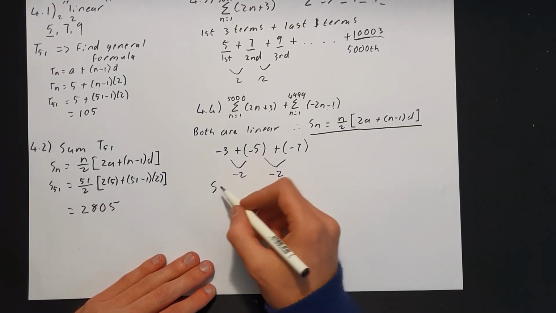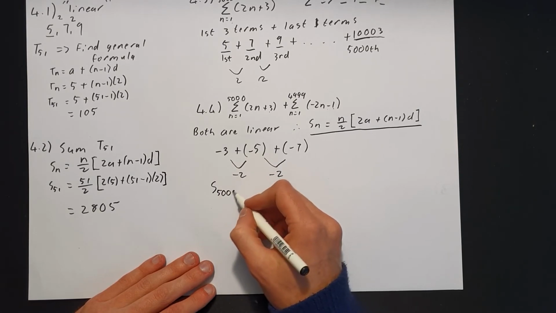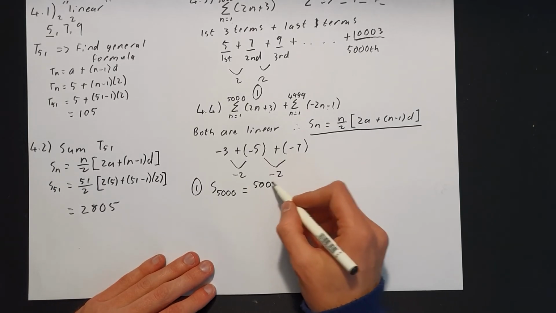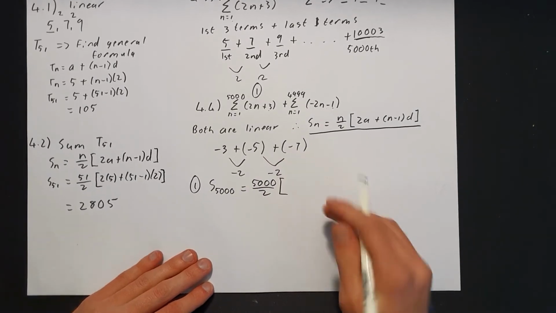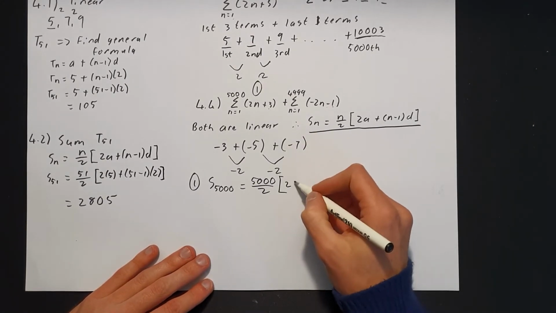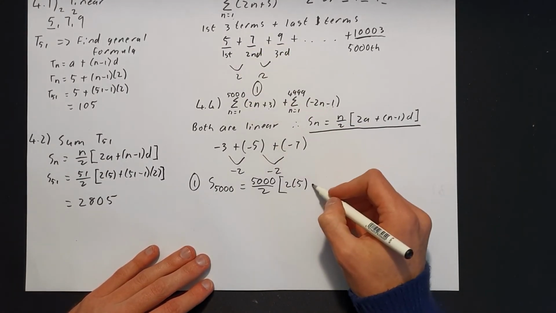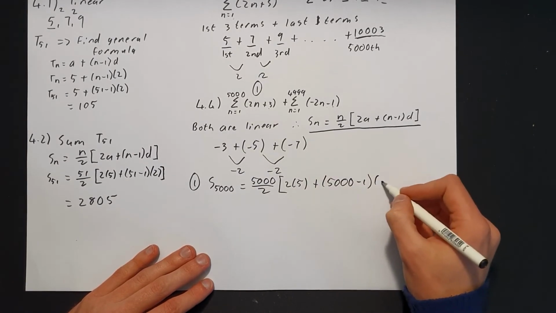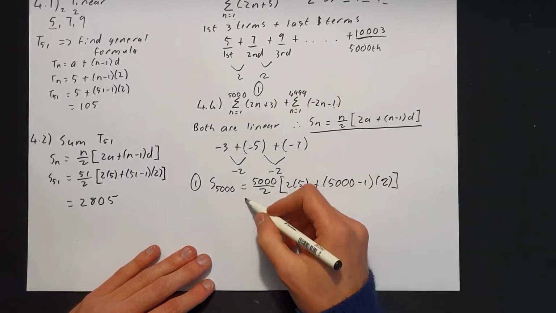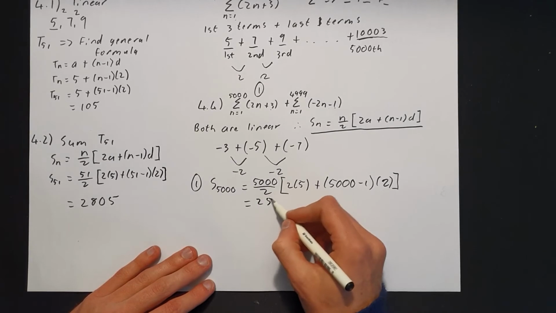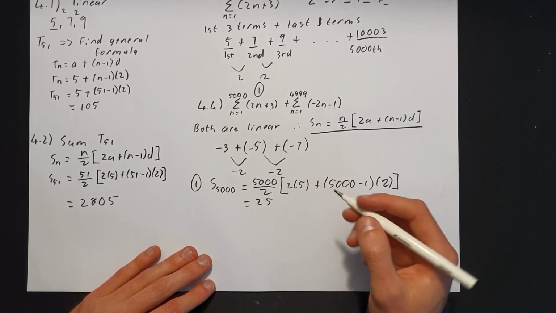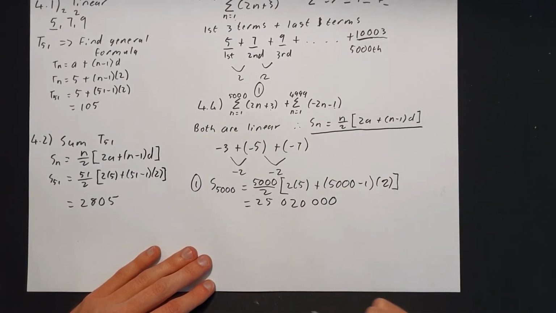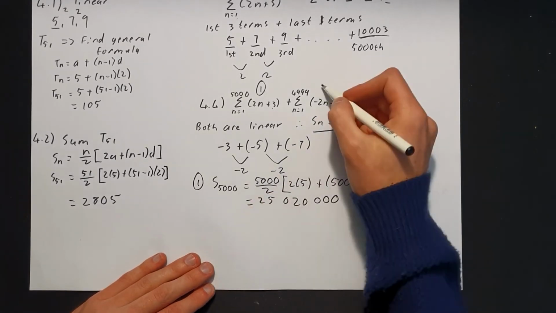So I'm going to find S for the first 5,000 terms of number 1. That's just going to be 5,000 divided by 2, open bracket, 2 times 5, because the first term was 5, plus (5,000 minus 1) times a common difference of 2. That's going to give me a value of 25,000. Oh sorry, more than 25,000. That's this number over here. Jumping the gun.